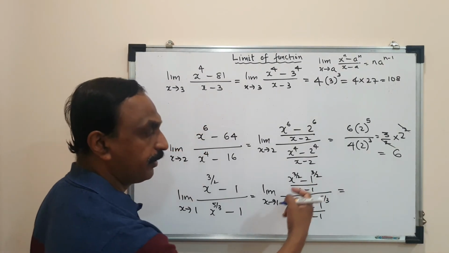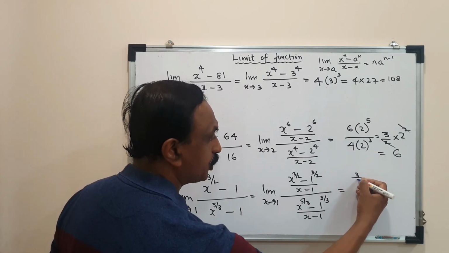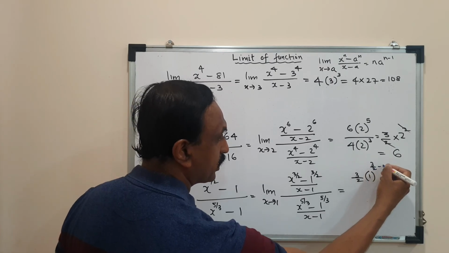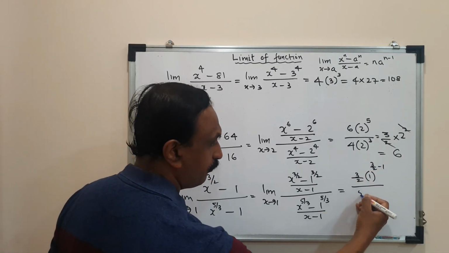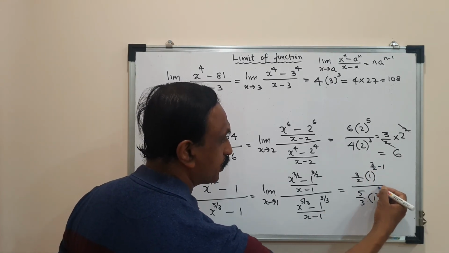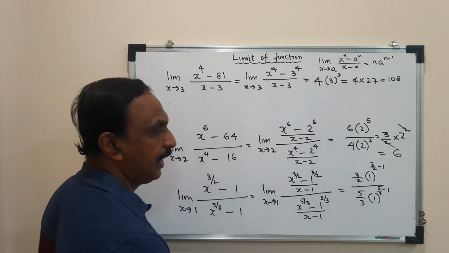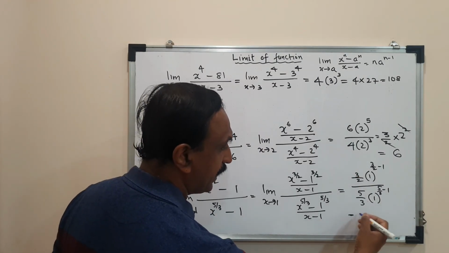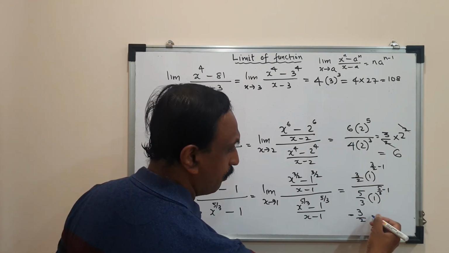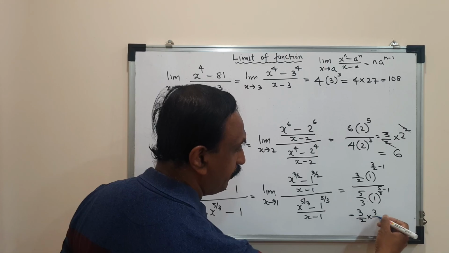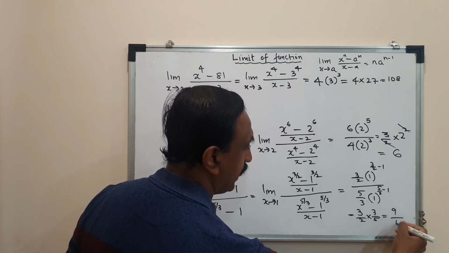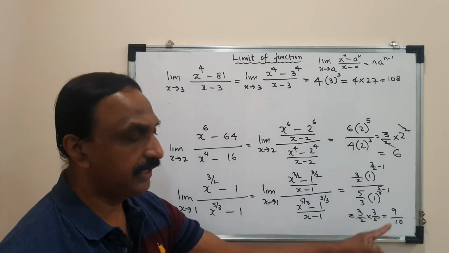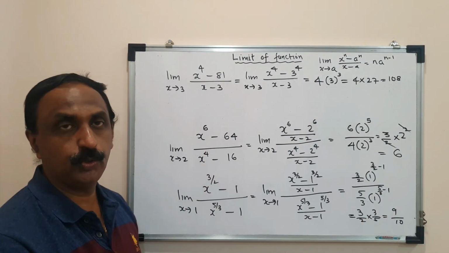Now we can apply the formula for the numerator. 3 by 2 is the power into 1 raised to 3 by 2 minus 1, divided by 5 by 3 into 1 raised to 5 by 3 minus 1. Anyway, 1 to the power of any term is 1 only. And so I can finally write 3 by 2 multiplied with 3 by 5 is equal to 9 by 10, which becomes my answer. So the final answer for this function is 9 upon 10. So this is how you can apply this formula.